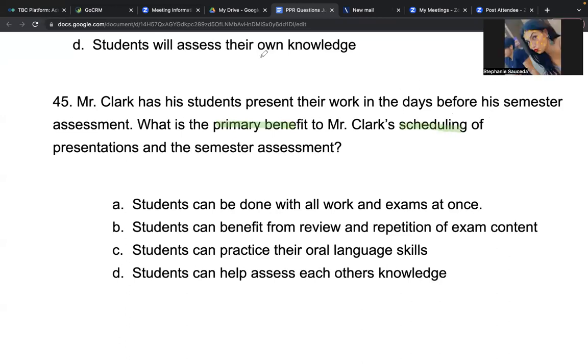So having them present their study guides to each other, their exam reviews, before the exam. So let's read. A, students can be done with all work and exams at once. B, students can benefit from review and repetition of exam content. C, students can practice their oral language skills. D, students can help assess each other's knowledge.